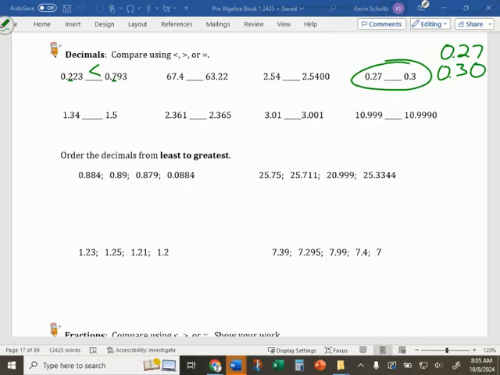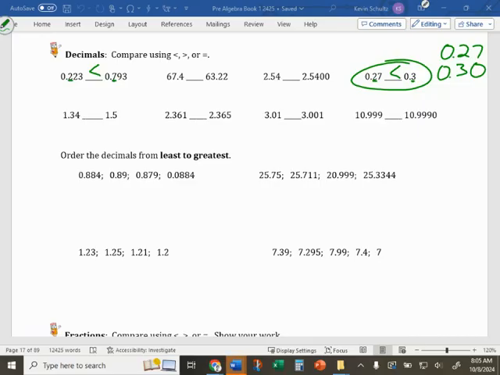What Melanie said, still just looking at the tenths, her method still holds. 2 is less than 3. It doesn't matter what comes after that, okay? So either way you slice it, this is going to be the less than symbol there. So that stacking method can be helpful.